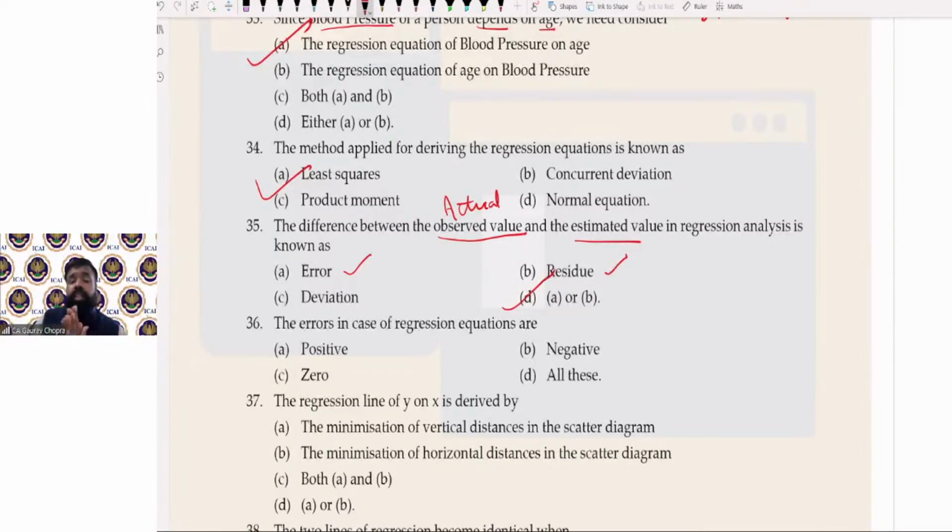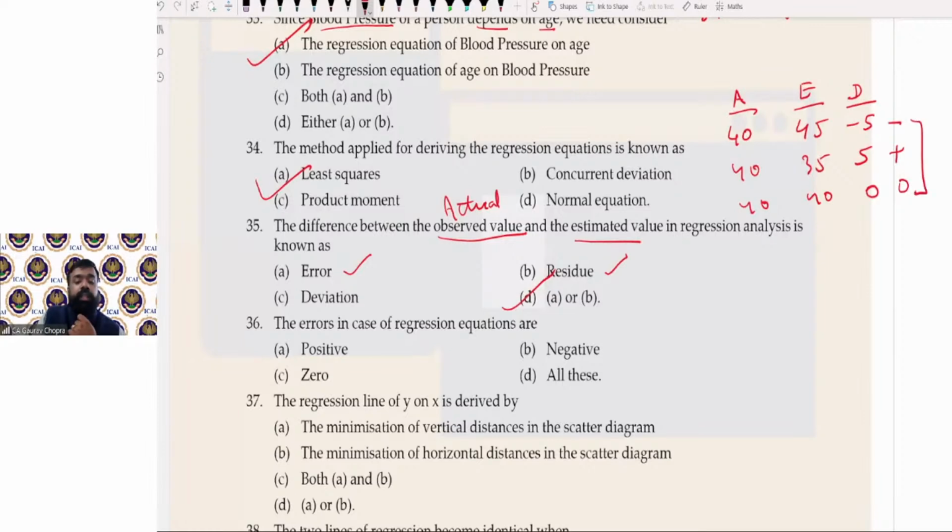अच्छा, वो जो डिफरेंस है, that difference can be positive, negative, कुछ भी हो सकता है। Like actual value is 40, estimated value is 45. तो दोनों का जो डिफरेंस है it becomes -5। अगर ये 35 आ गया then it is 5, and if it is same then it can be 0। तो negative, positive and 0, anything can be possible. So errors in case of regression equations are positive, negative, 0. So it can be all of these.